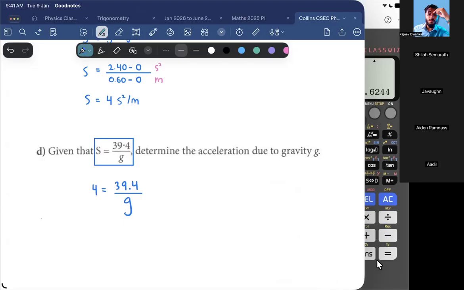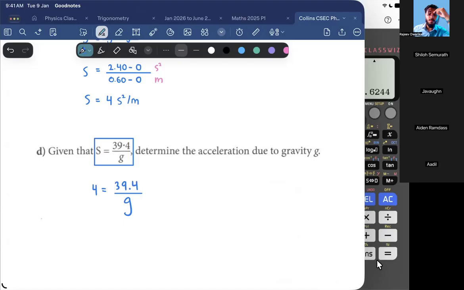Guys, this is just maths from this point onwards. Not enough physics, it's just maths. Any suggestions? You multiply the 4 times... Say that again. I heard multiple things.